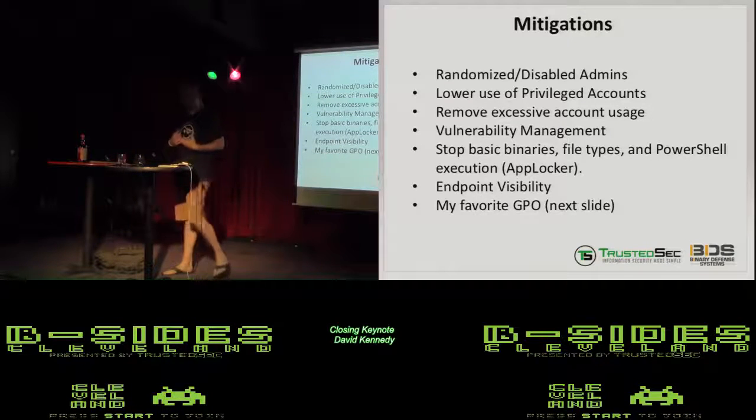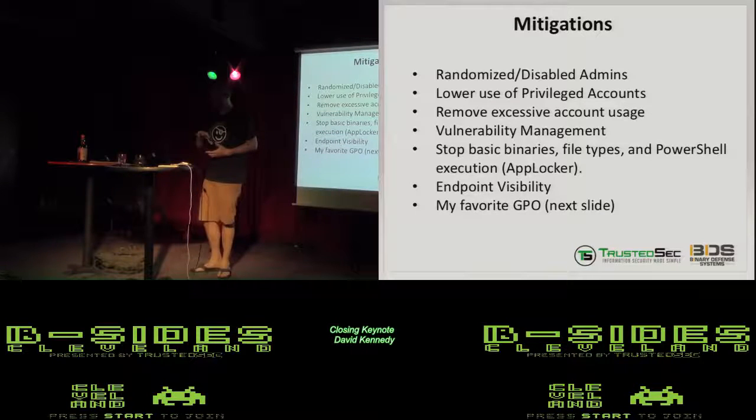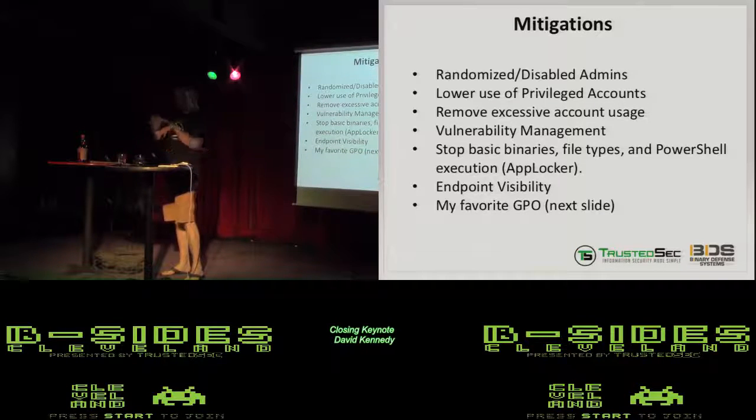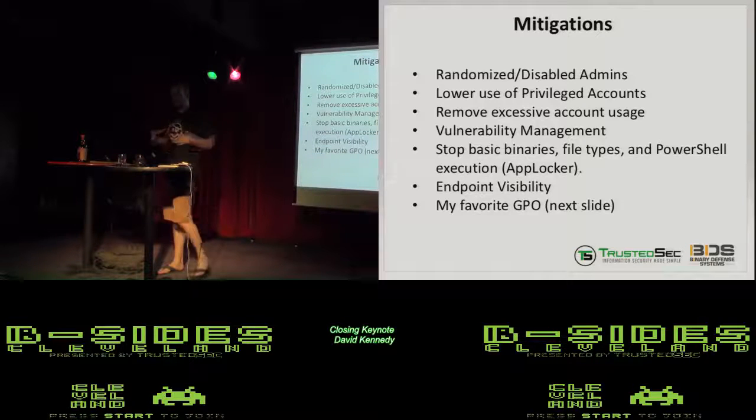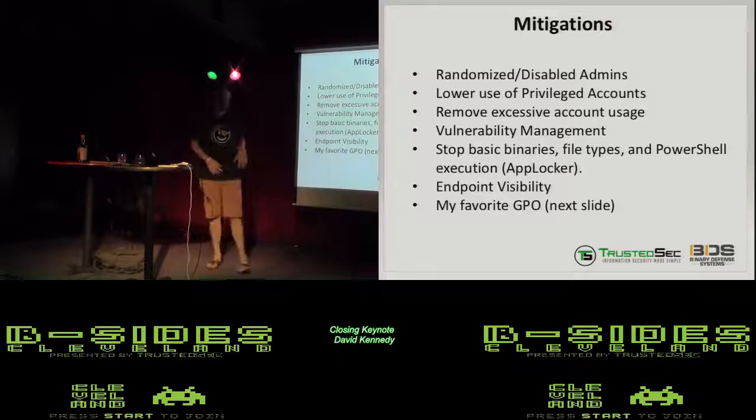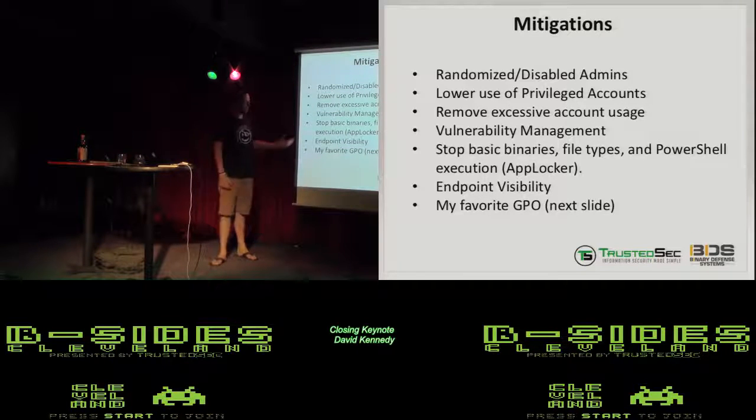Now, for me as an attacker, I want access to everything. I want access to the passwords. I want to get the golden ticket so I can maintain access for a long period of time. If I can't find a domain admin token, in most cases I don't have a legitimate way of getting access to the domain controllers themselves. So really try to minimize the privileged accounts across your network. Remove excessive account usage. I already mentioned that.